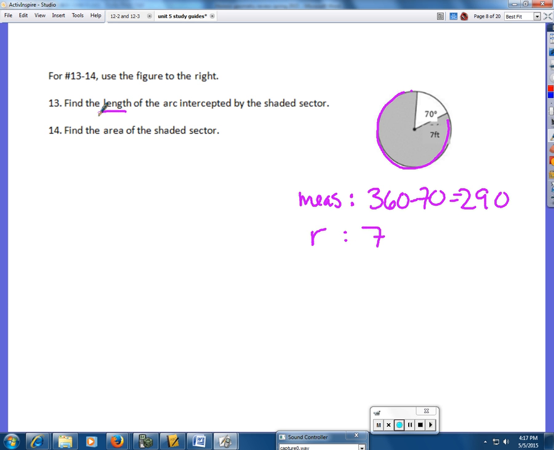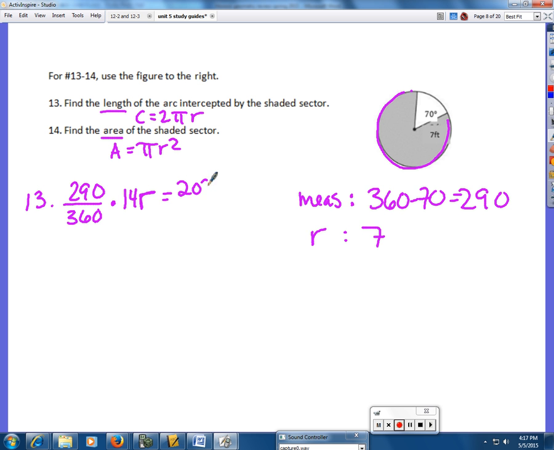So for 13, I need the length, which means I'm using circumference. And for 14, I'm using area, so I'm doing pi r squared. Okay, so for 13, I'm still doing the measure, 290 over 360, times the circumference. So 2 pi r, r is 7, so that'd be 14. And that's going to equal 203 over 18 pi feet. Remember, you do 290 times 14 divided by 360, math, enter, enter.